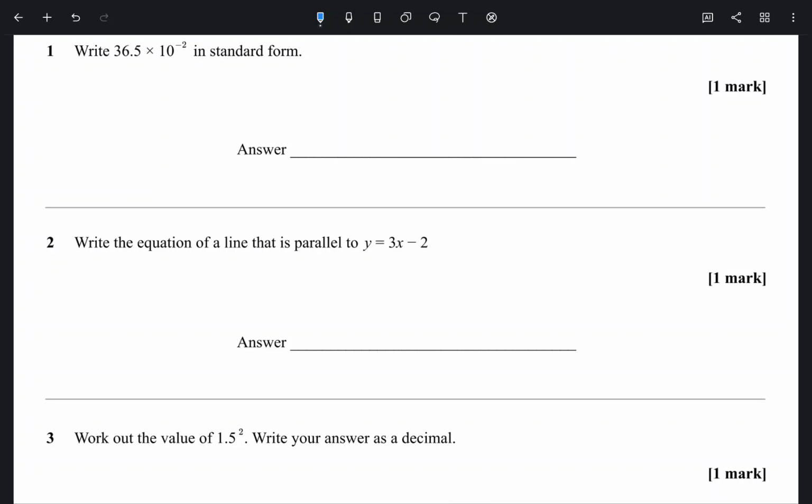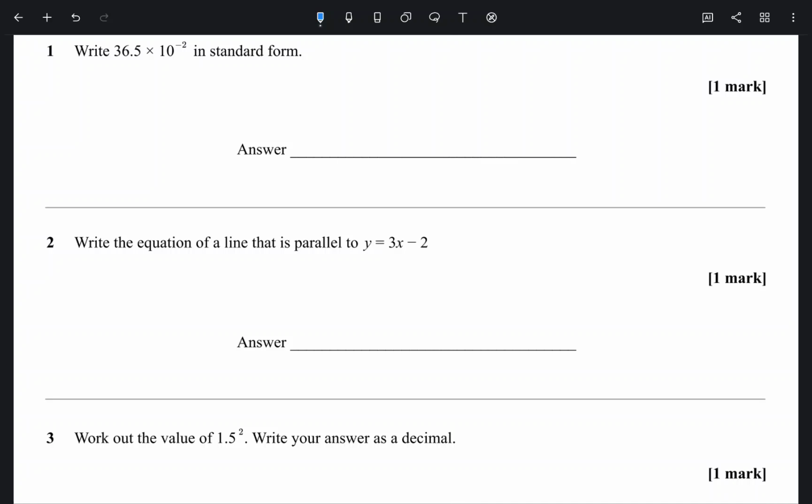So I just wanted to go over some predicted questions and questions that may come up in your exams. So the first question reads, write 36.5 times 10 to the power of minus 2, and it's worth 1 mark.